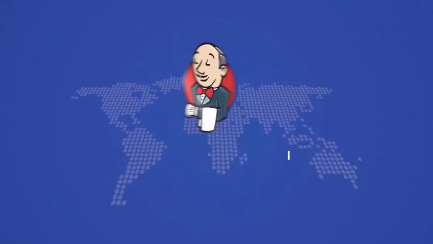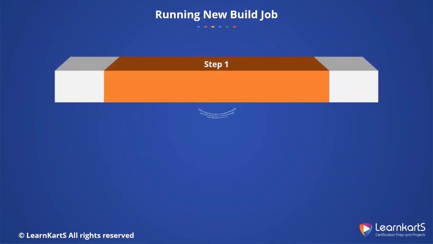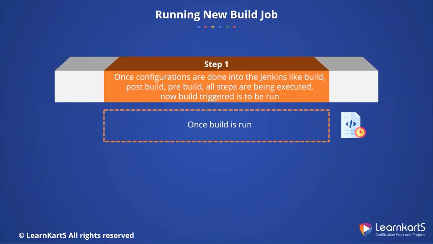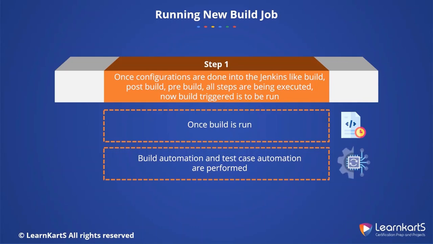Now let's talk about running a Jenkins job. Once you have the configurations done in your Jenkins, like all the build configurations, the build, post build, pre build, all the steps, you now need to take care of the build trigger. Having the configurations is fine, but after that you have to go ahead and run the builds, because once you run the build, you will be able to have build automation and test case automation performed. That's the basic stuff we are trying to achieve all together.